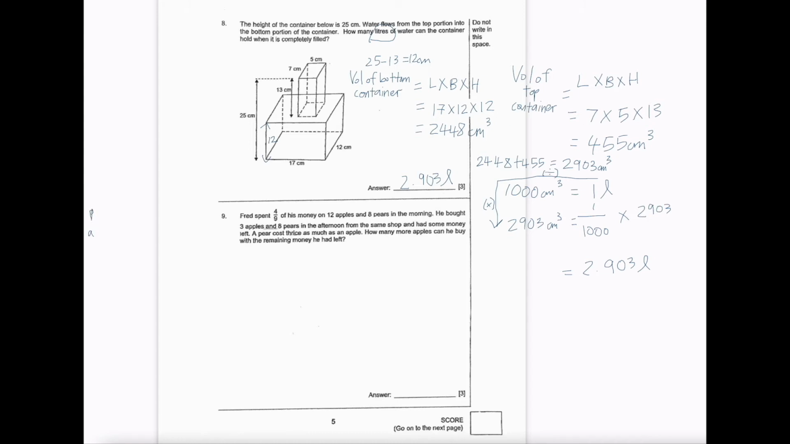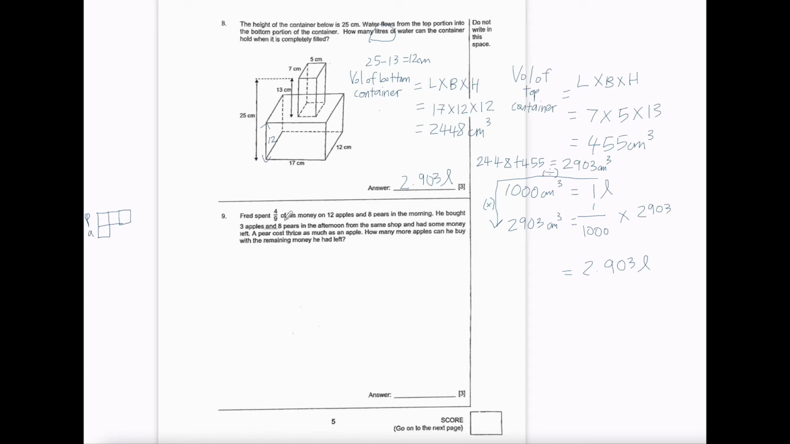Okay, the P looks ugly, so I'm gonna redraw. Okay, so my P is here. So my pear costs thrice, right? So thrice means 3 units. Okay, so if the apple is $1, pear will be $3. But let's continue. How many more apples can he buy with the remaining money he had?